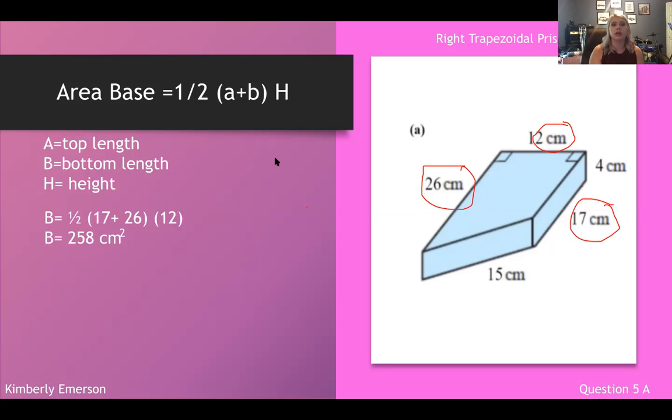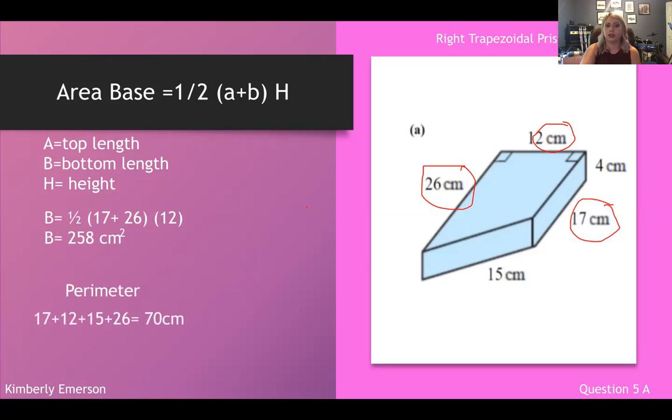After multiplying that, we're going to get our base. So we did 1/2 times 17 plus 26 times 12, and that will give us 258 centimeters squared.